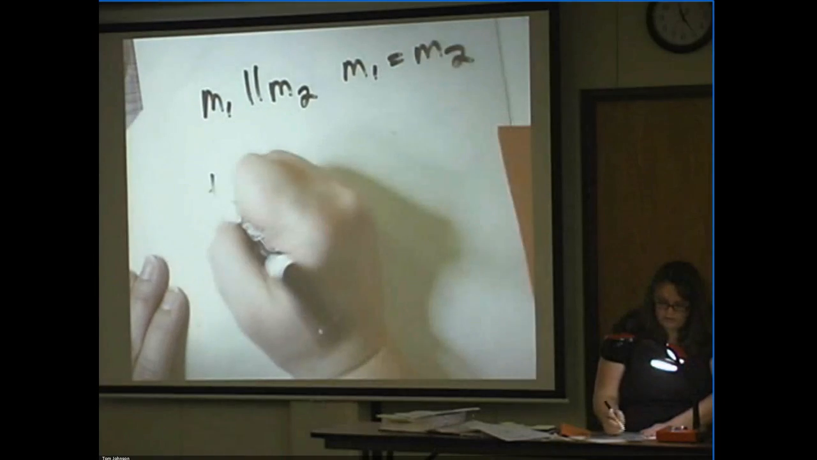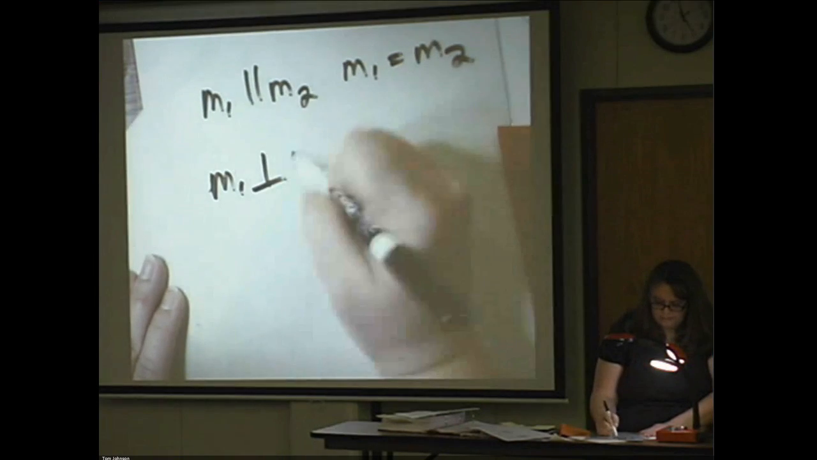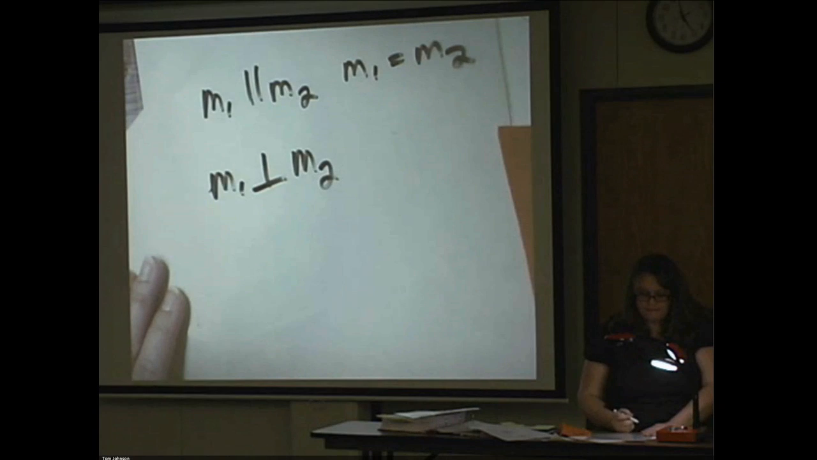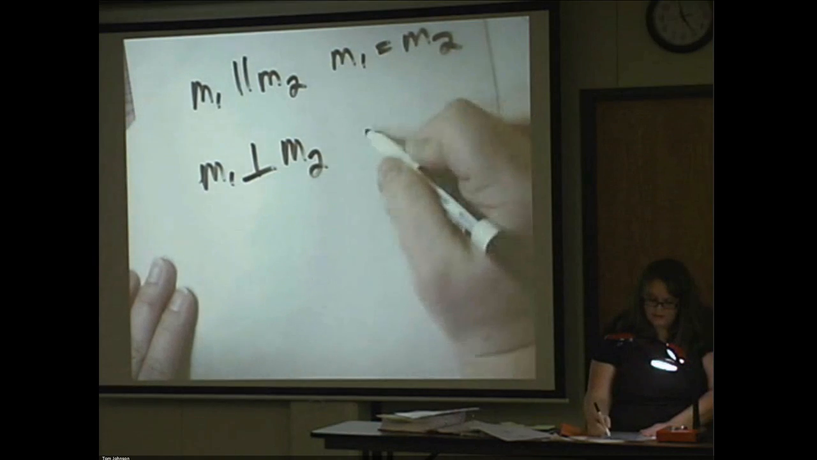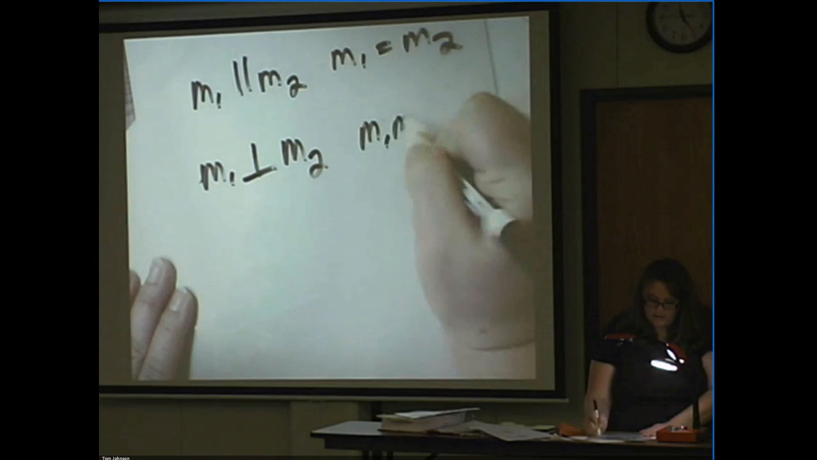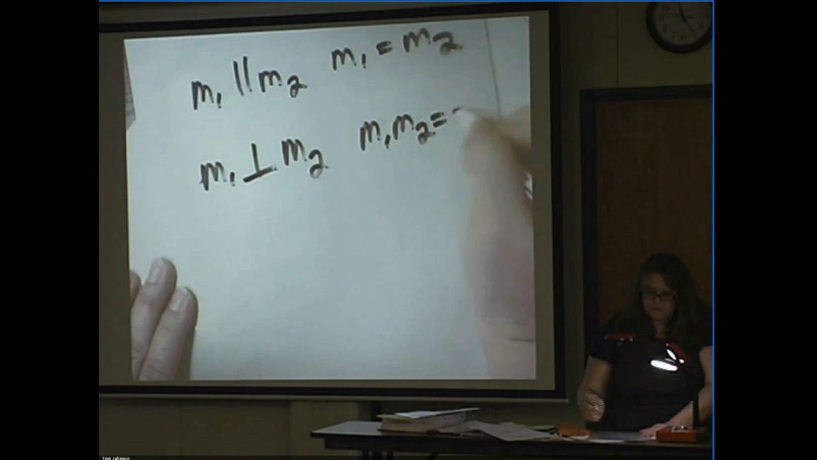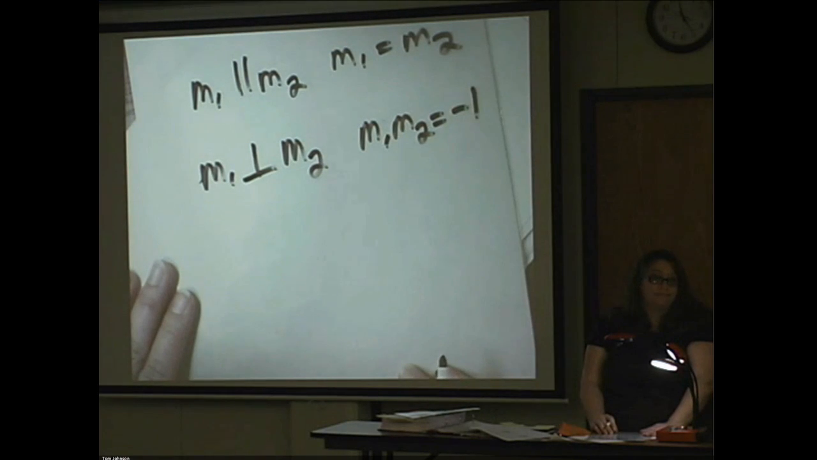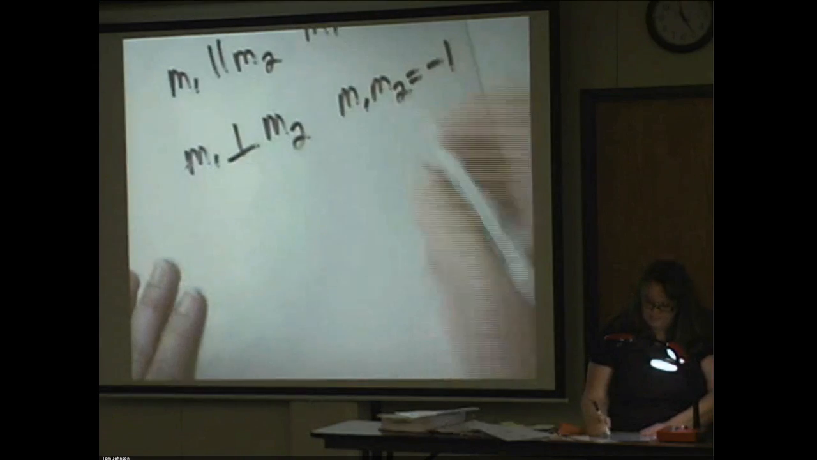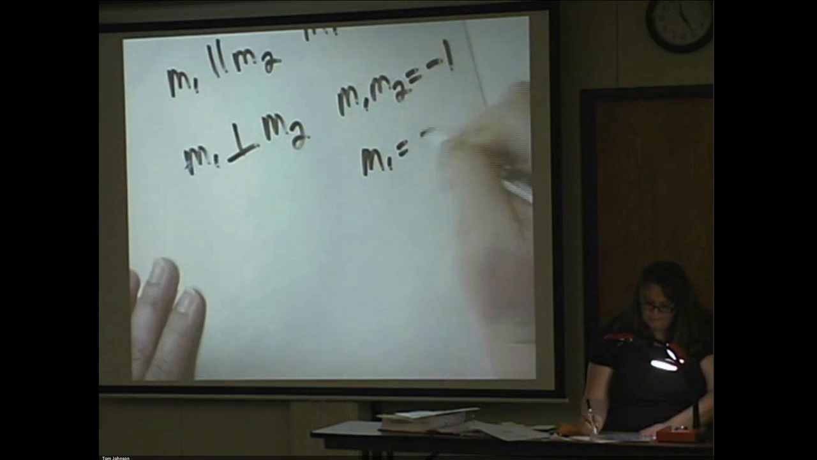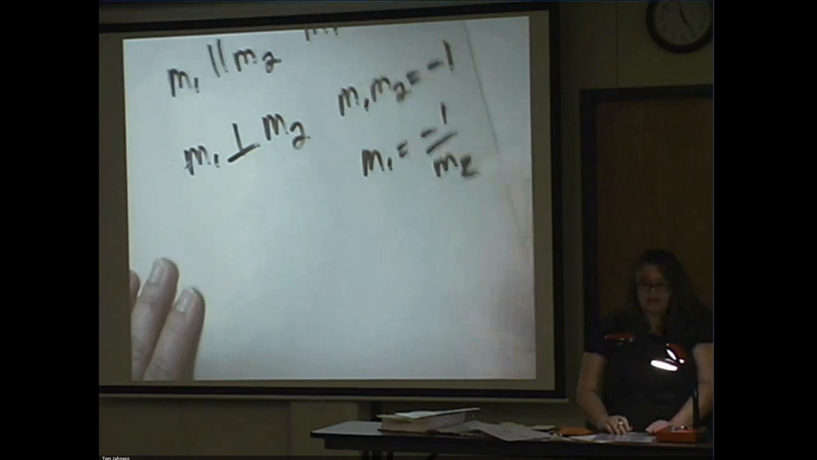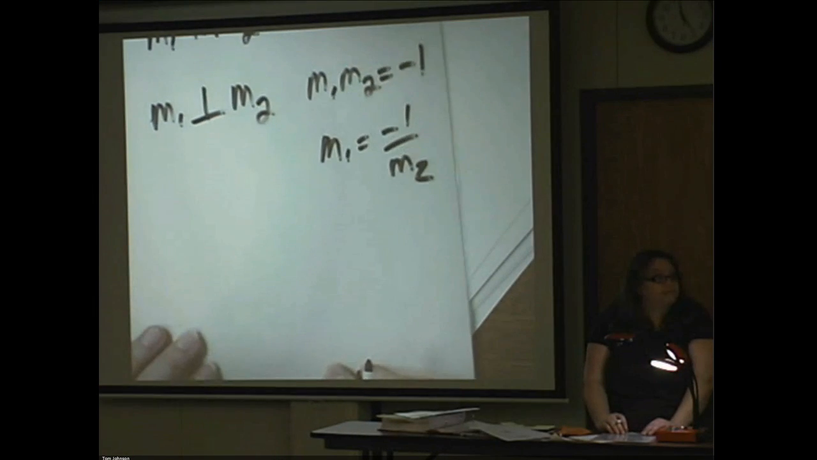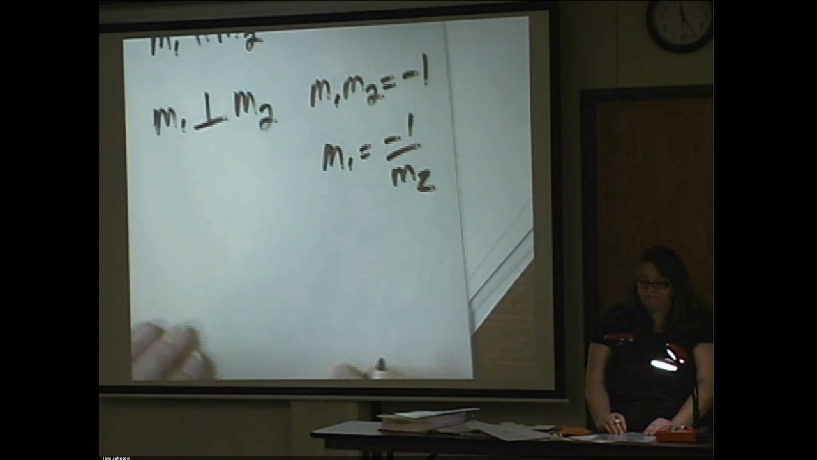If, however, we want them perpendicular, then when we multiply them together, we want the answer to be -1. Or the negative reciprocal. Okay.